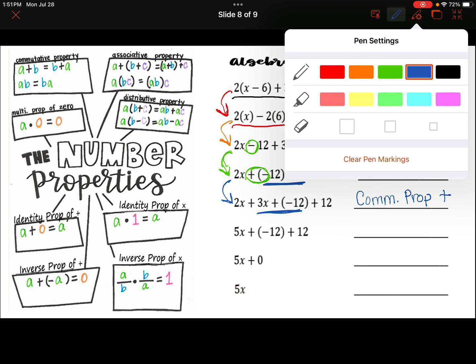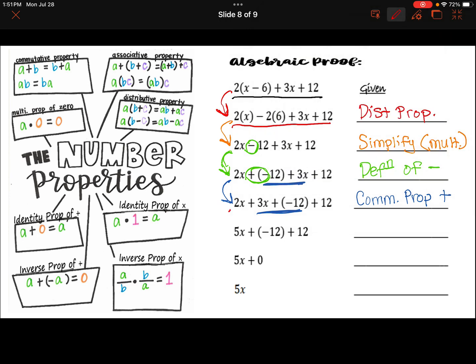Then I'm going to look from here to here, and I'm going to say, okay, what did they do? And I noticed they just said 2x and 3x turns into 5x. So that, again, you can say simplify. You could also say combine like terms if you wanted to be more specific. But simplify is perfectly fine for these.